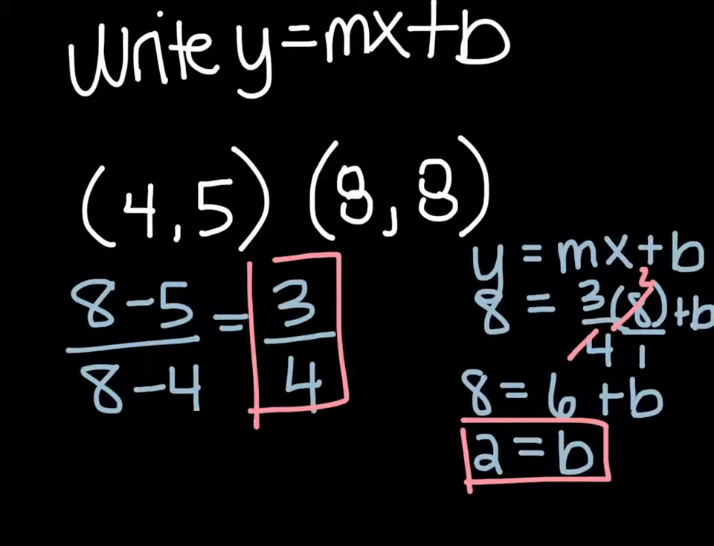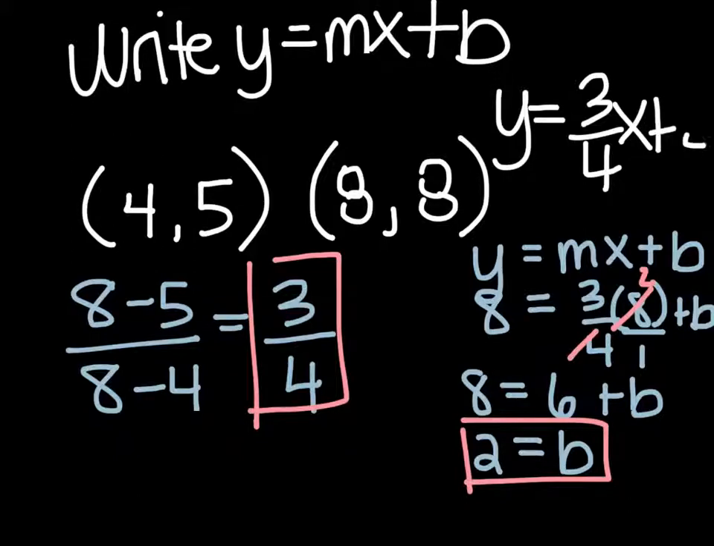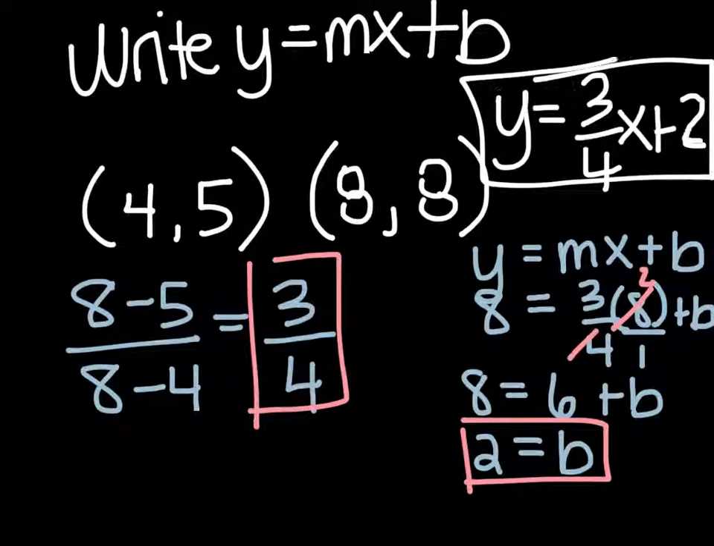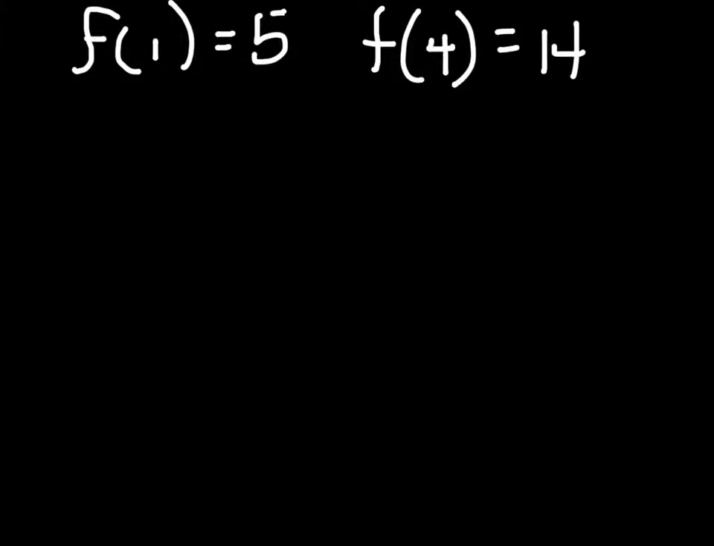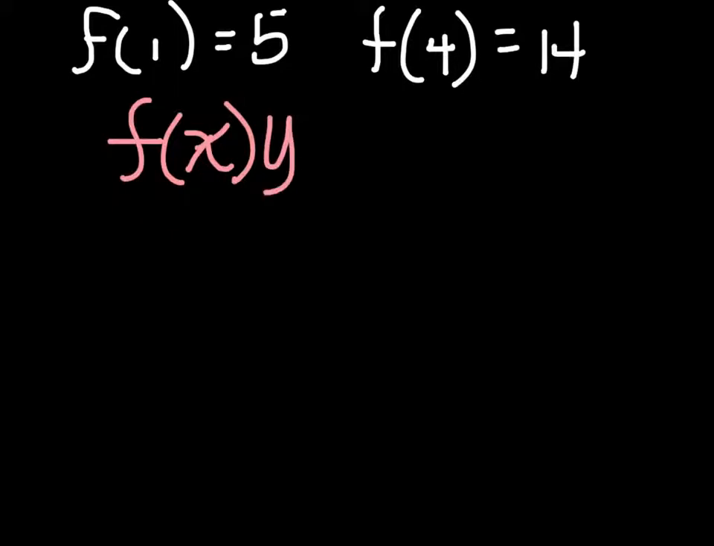So I'm actually going to come up here and write y equals 3/4 x plus 2. That's the equation of that line. So let's say you're presented the information in function notation. The first thing that you need to do to start is to actually create two ordered pairs, and we're going to use what function notation is, which is f of x equals y.